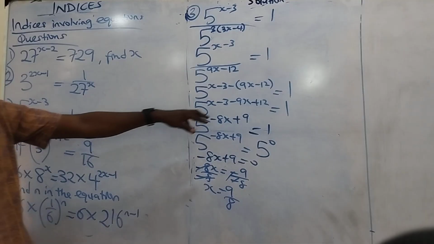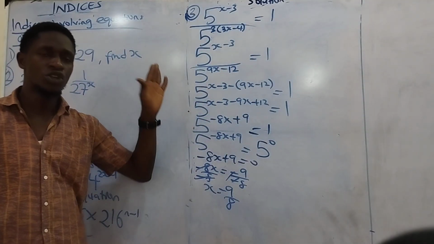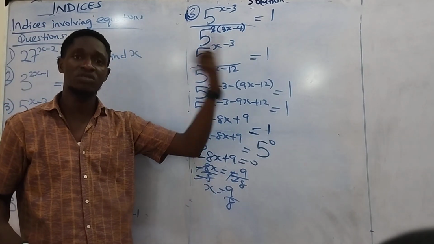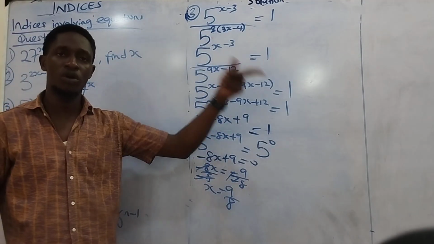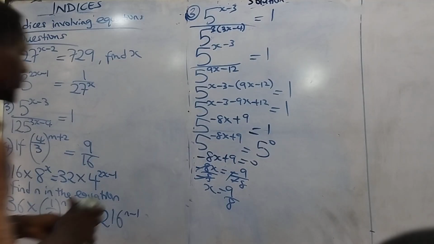So when you are solving and you have something like 1, after solving one particular part, make sure that you raise the base to the power of 0. If the base was 2, it will be 2 raised to the power of 0. Let's go to number 4.